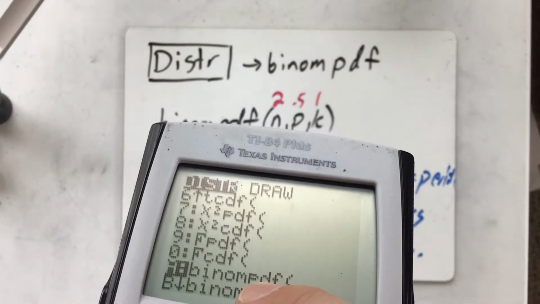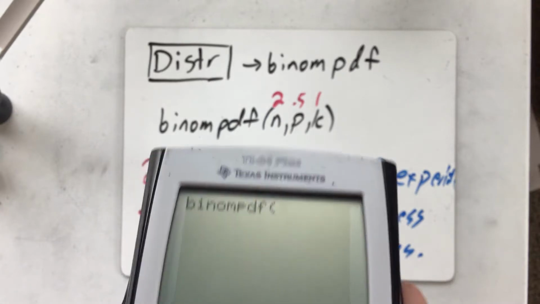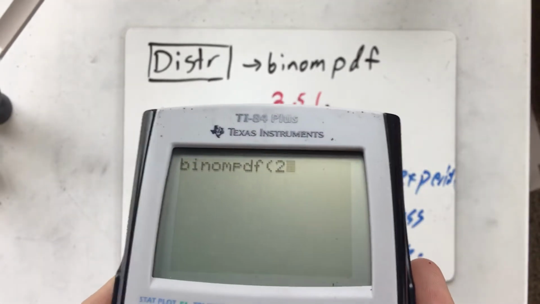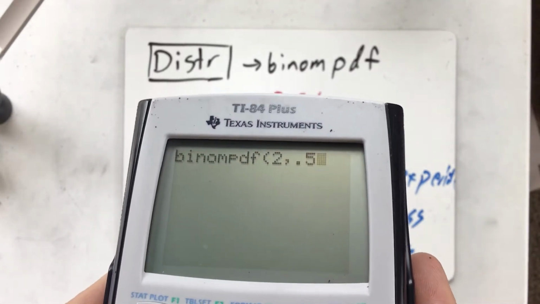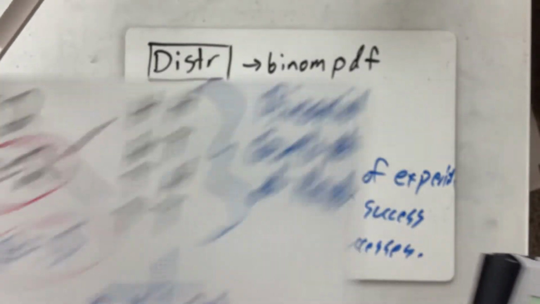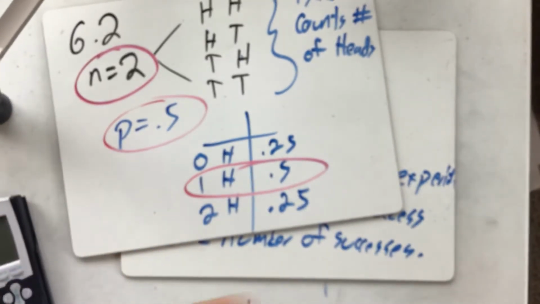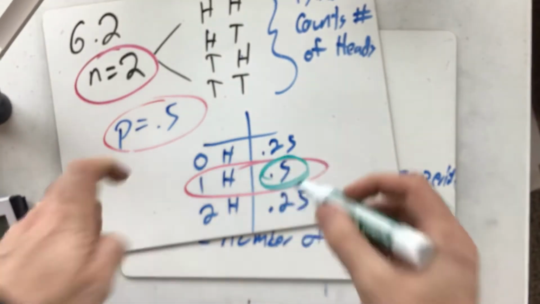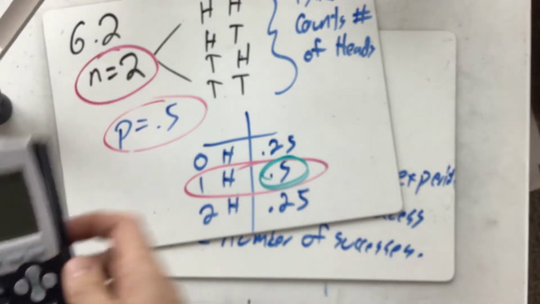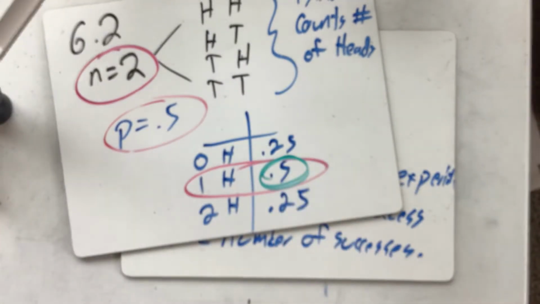By the way, this is the only time we use a P because we're looking for a specific value. So binomial PDF, I'm going to put 2, comma, 0.5, comma, 1. And if this works, it should give me this 50% number, the answer that shows up right here. So let's hit enter and see if that works. I hit enter, and I got 0.5, which is that number.